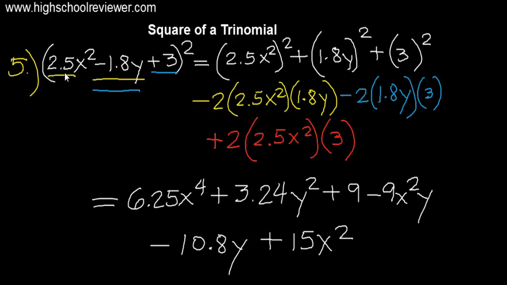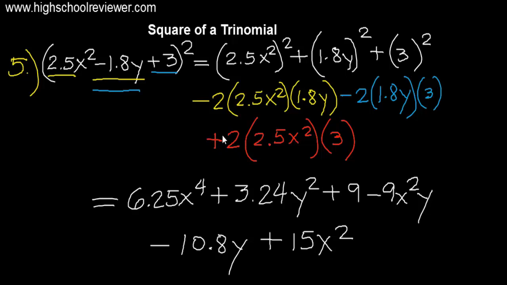And then multiply by 2 the first and the second. Positive multiplied by negative, we have negative. And multiply by 2 the second and the third. Negative multiplied by positive, negative. And multiply by 2 the first and the third. We have positive multiplied by positive, we have positive.